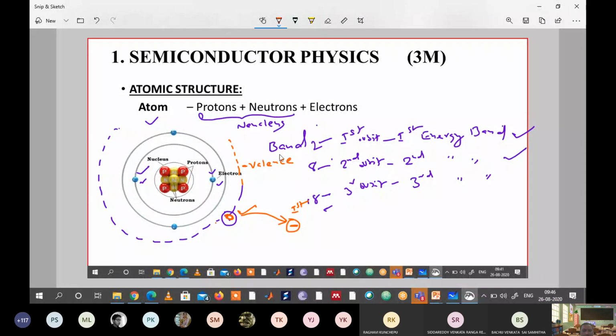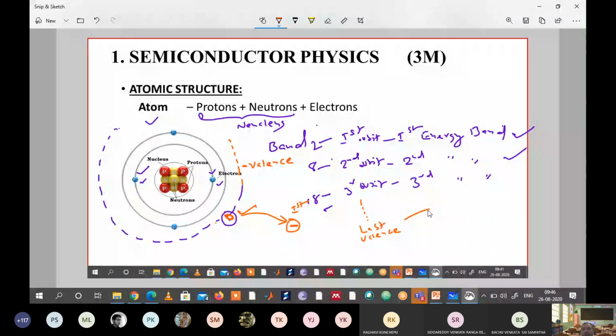What is the energy possessed by the last orbit? What is it called? Suppose this is first, second, third, and this is the last orbit or valency orbit. What is the energy possessed by the valency orbit? It is called what band?